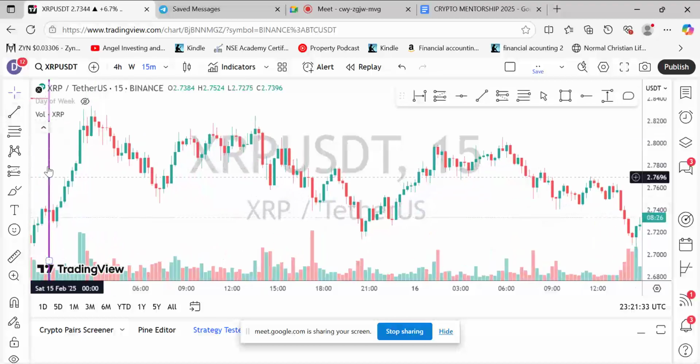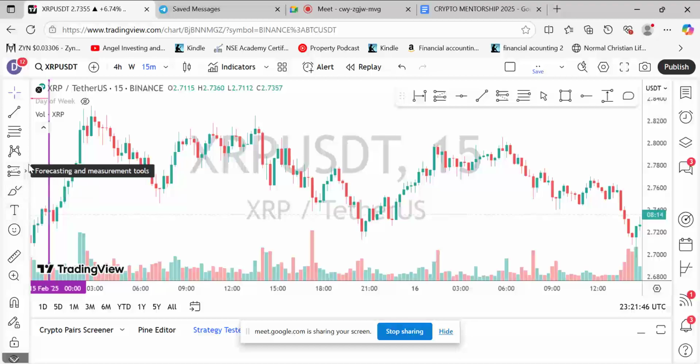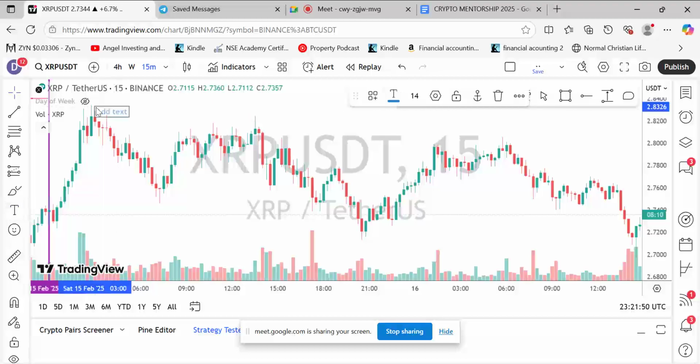So now this is that purple line. Now we are monitoring the downtrend on 15 minutes so that we'll be able to catch the reversal on 15 minutes. So I'm going to use my text. Remember, we are in a downtrend. So this is our lower high.